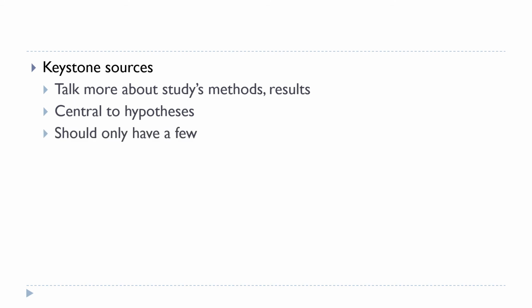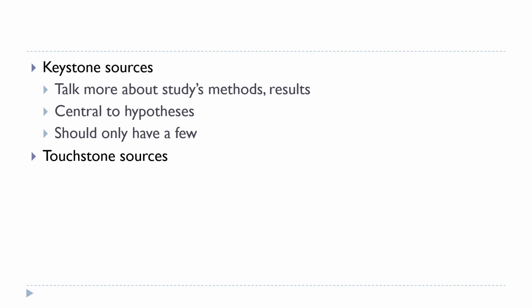You should only have a few of these keystone sources, and you would be more descriptive about that particular study's methods and results, as opposed to the other studies in your paper. Once again, not all sources are treated equally in your paper. You can focus in on and spend a little bit more attention on the sources that are really central to your study's hypotheses, but don't do that for every single source in your paper.